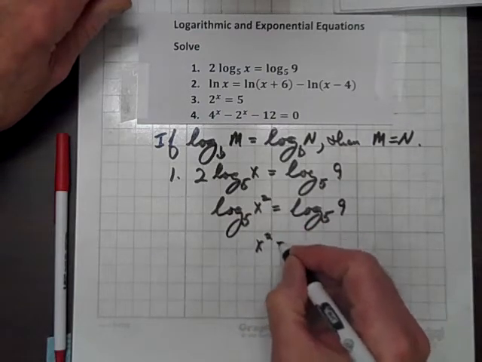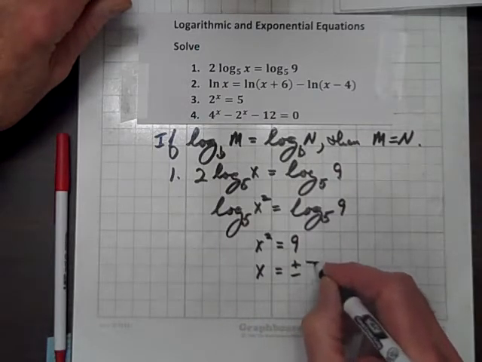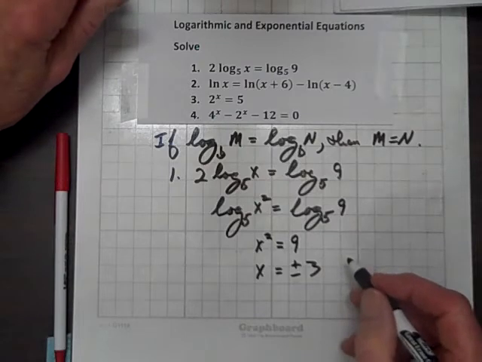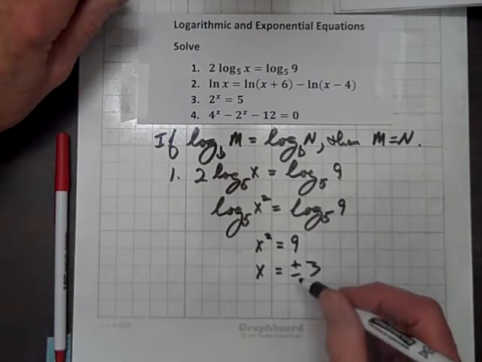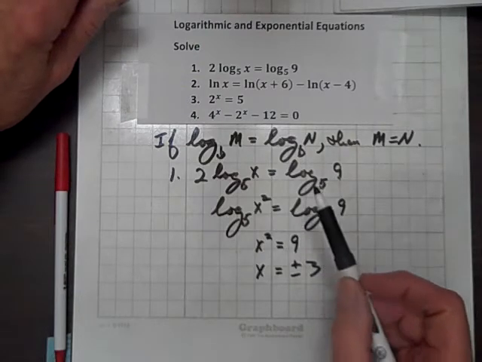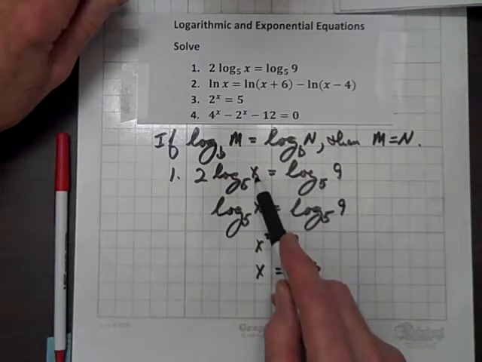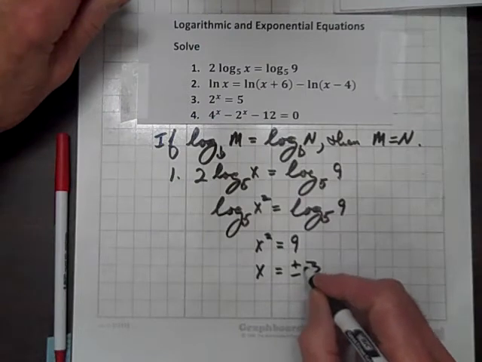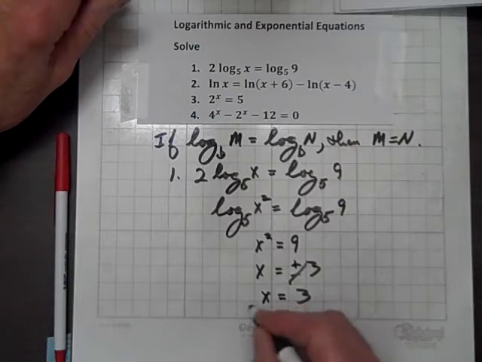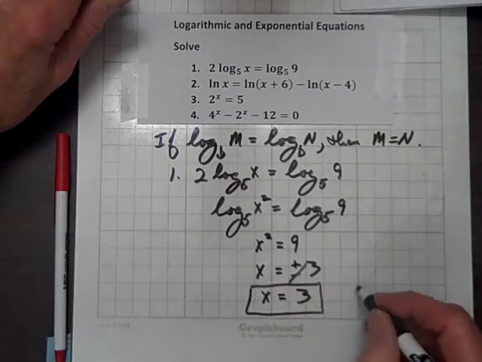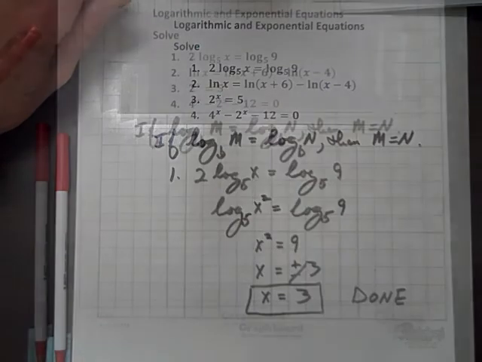So we have x squared equals 9, x equals plus or minus 3. Whoa, we've got a little problem here. Which do we choose, the positive or the negative? Well, the domain of the logarithm function is x such that x is greater than 0. So we're going to throw out the negative 3, and so x equals 3. That's our solution. We're done with problem 1.